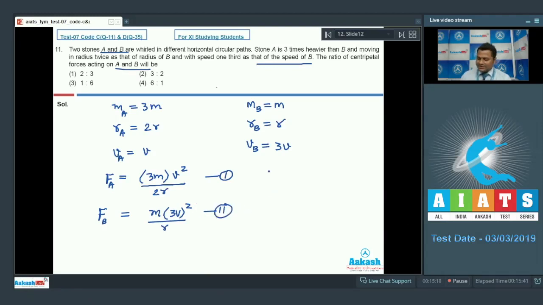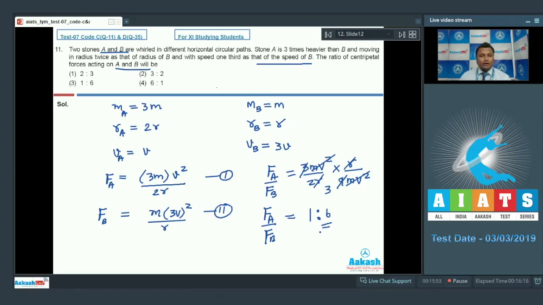We have to take the ratios. Let's take the ratio Fa upon Fb. We may write 3mv square divided by 2r multiplied by r divided by 9mv square. mv square cancels, r and r cancel, 3 3s are 9, and after solving we can get the Fa and Fb ratio is 1:6. So after looking at the options, we can say that option number 3 is absolutely correct. So that's why we will go with option number 3 only.